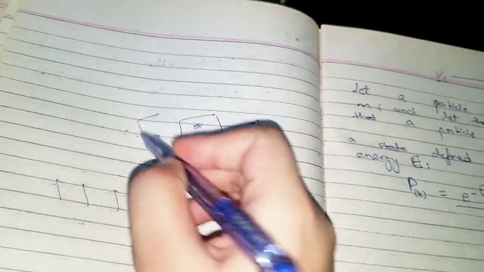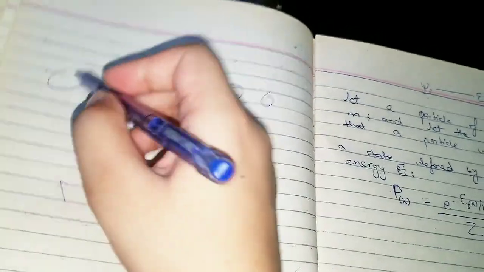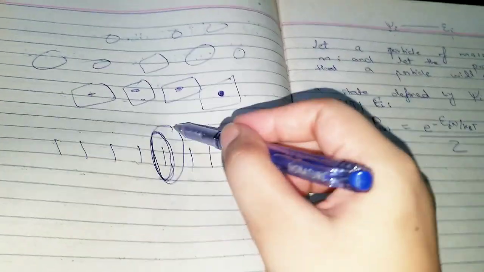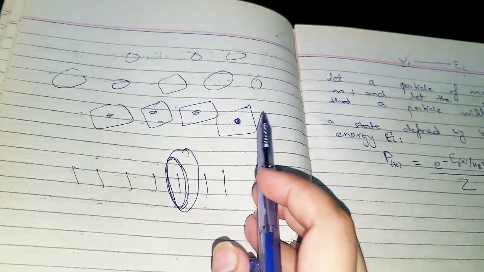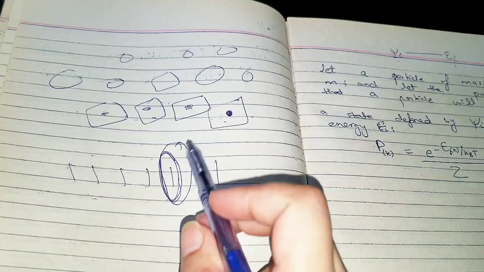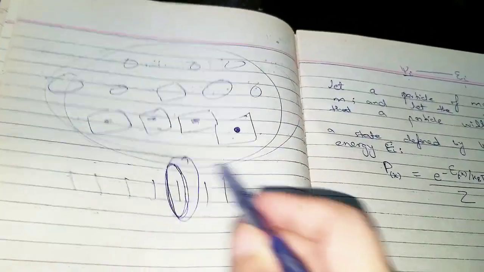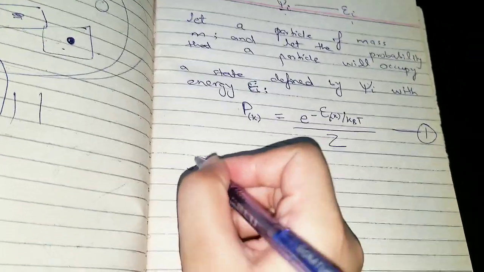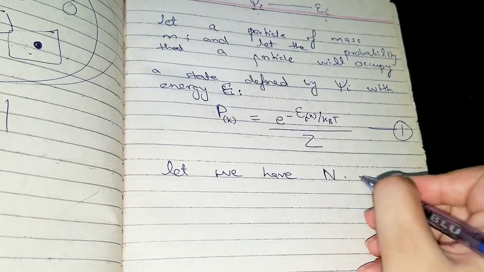Now let's say we have so many particles, okay, so many particles here, and we want to find out the probability that that energy state will be occupied by one of these particles. Where is the probability that this particle will occupy this? Because there are so many particles, the probability function changes. Okay, the probability value changes, and let's say we have capital N number of particles.